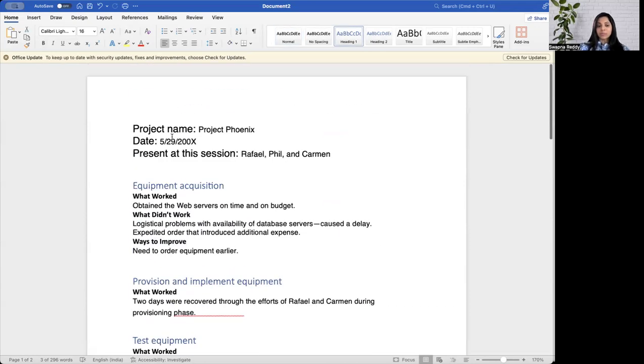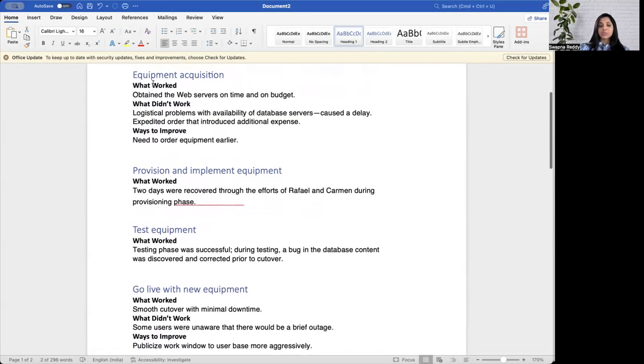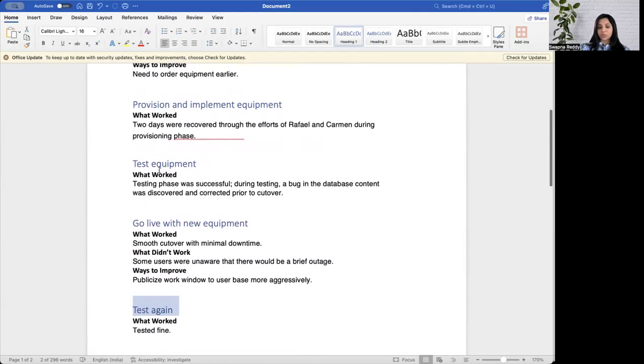So if you look at the approach I'm taking here, I've listed different phases and for each I've just listed what worked, what didn't work, and ways to improve, right?